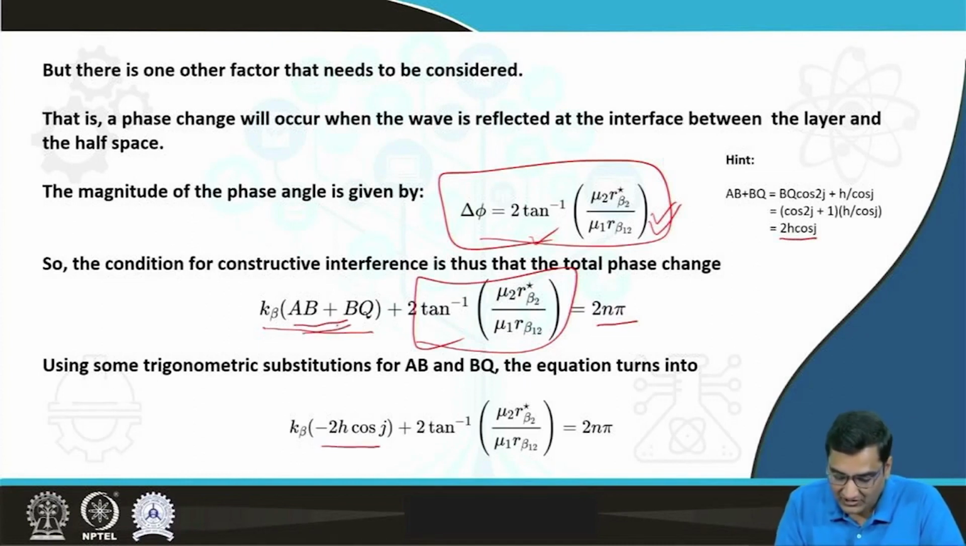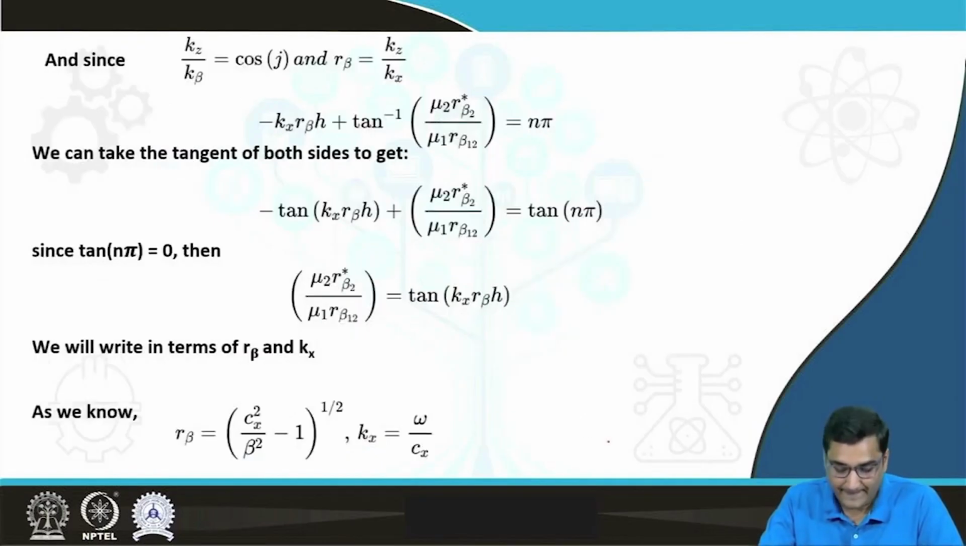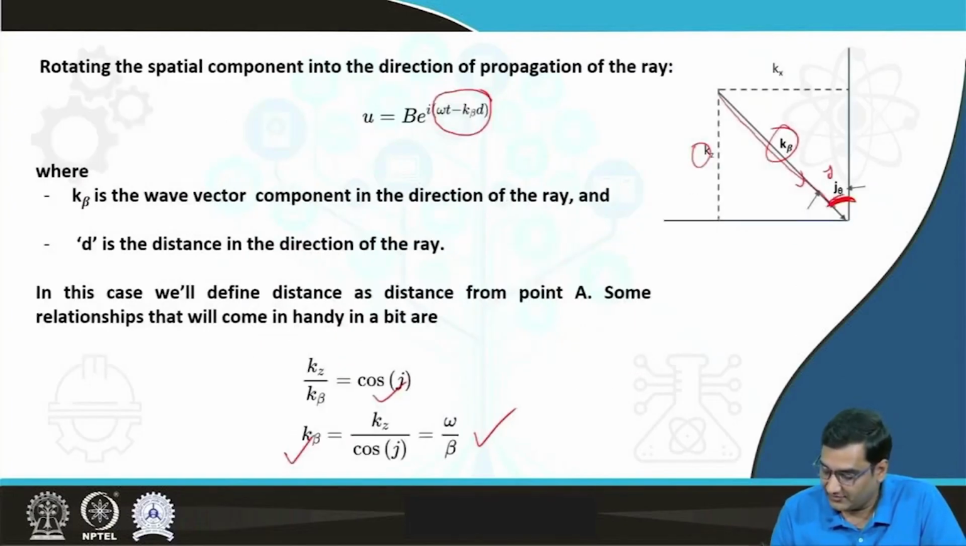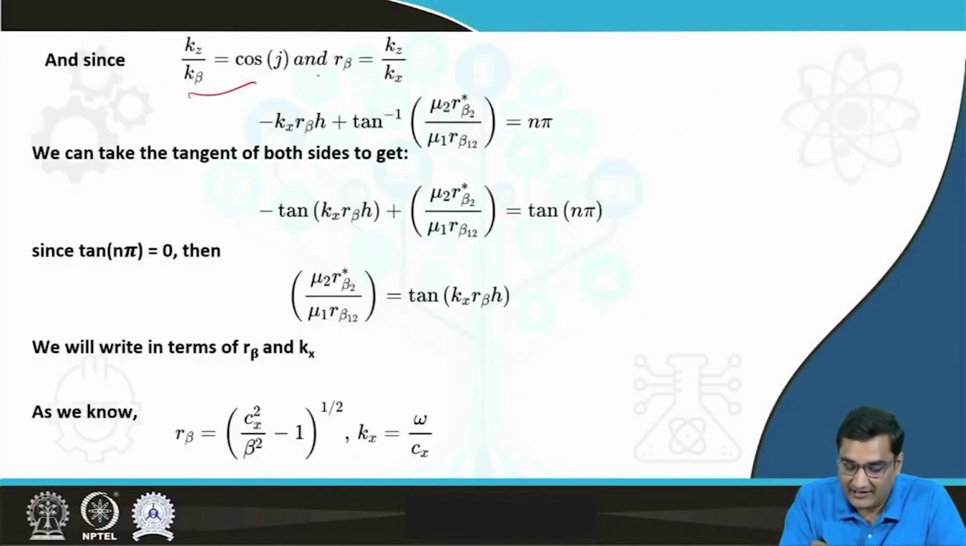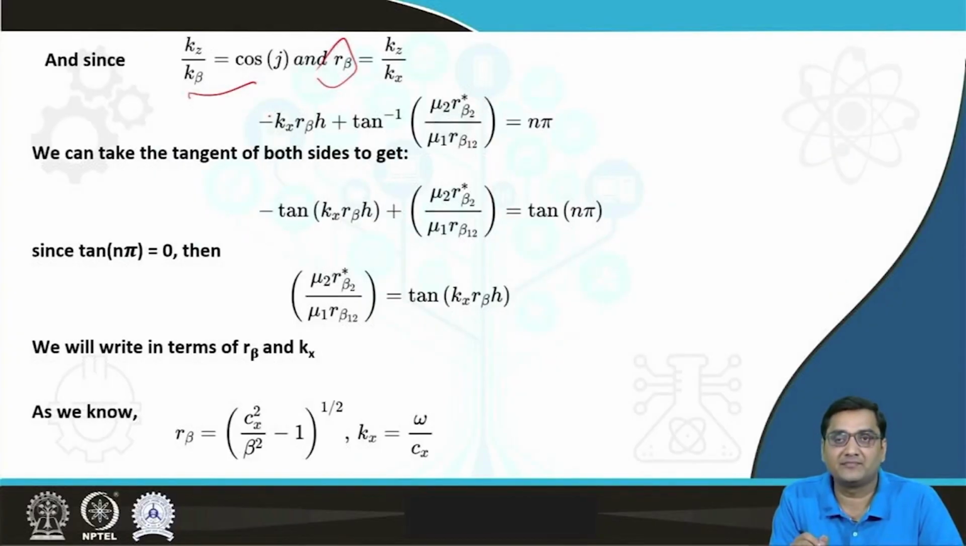So minus k beta times 2H cos J plus 2 tan inverse of mu2 r beta 2 star by mu1 r beta 1 equals 2 n pi. Now we know from this triangle that cos J will be kz divided by k beta. So that is what is written here. And r beta, as we have discussed in the previous classes, is basically the ratio of the vertical wave number to the horizontal wave number, that is kz by kx.